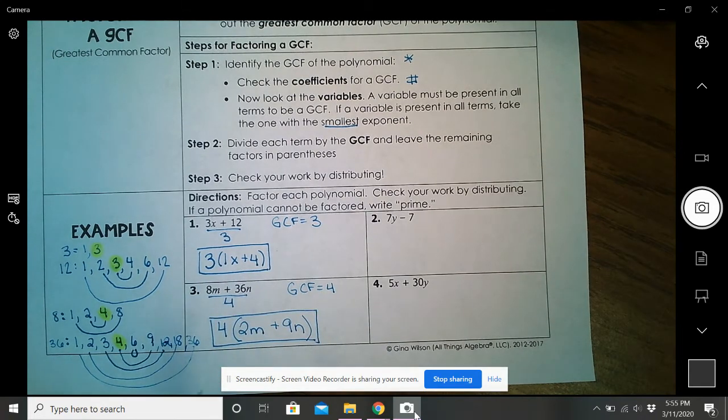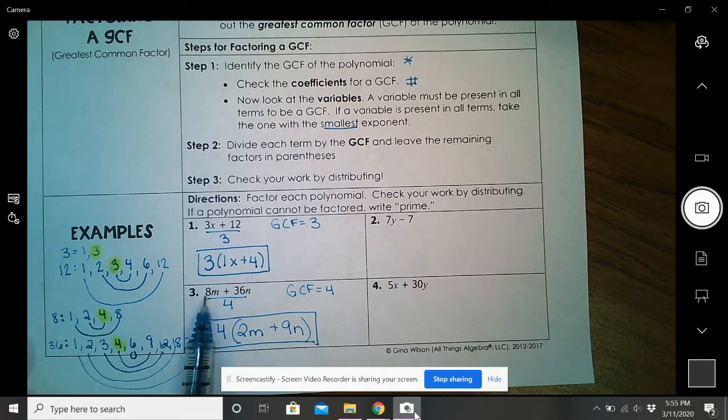And you can check your work by distributing. 4 times 2 is 8 with m. 4 times 9 is 36 with n.